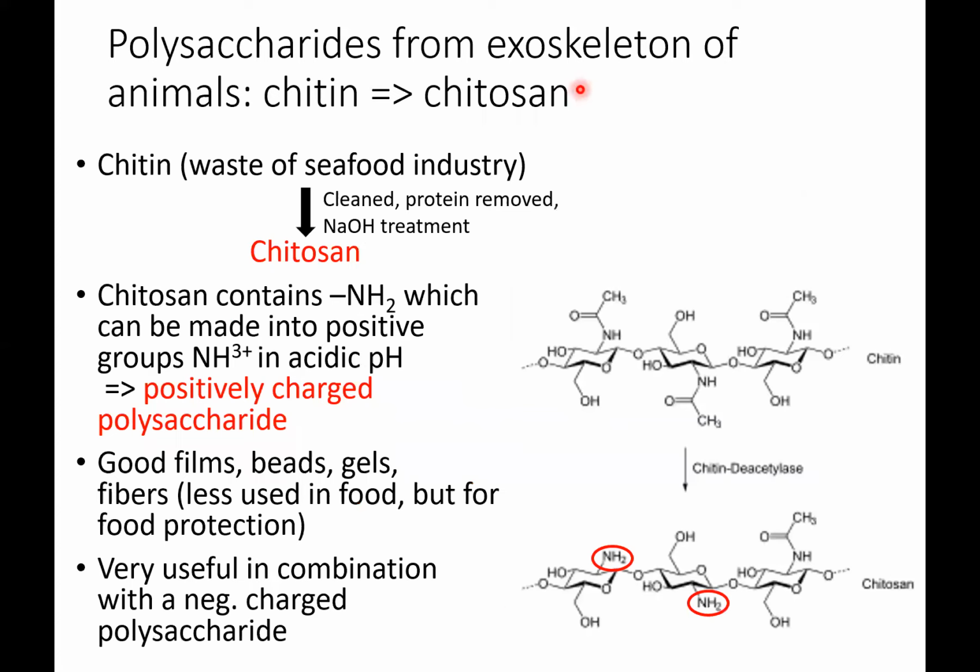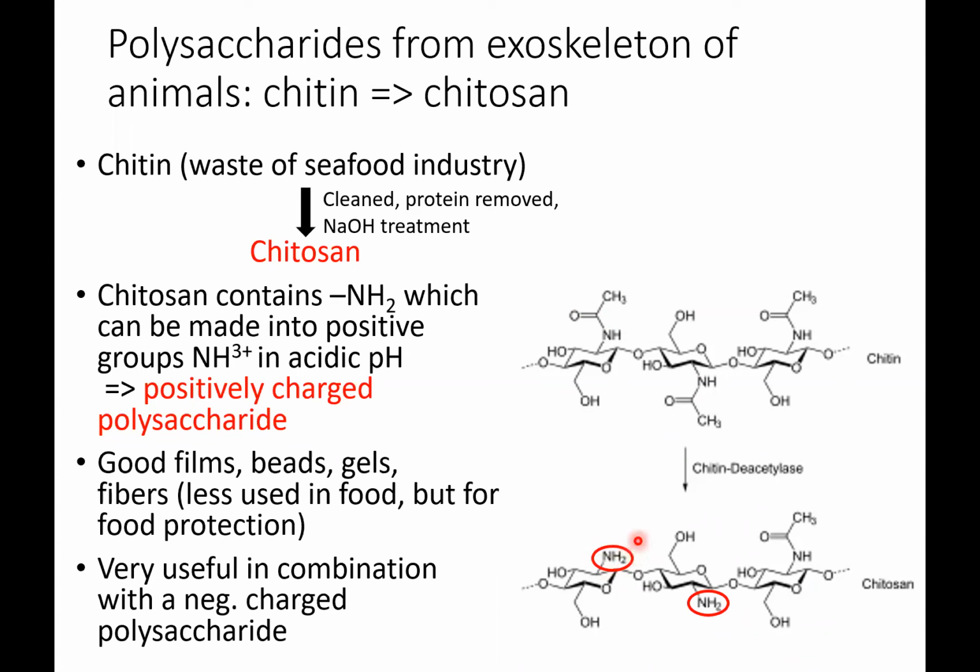So really briefly only, because for food, chitosan is not that decisive, not that important, but chitin itself is a waste of the seafood industry. You can relatively easily remove the protein, use a sodium hydroxide treatment and get chitosan out of it. This here is chitin. This is chitosan. You see the difference. These groups here have been split off and replaced by NH2.